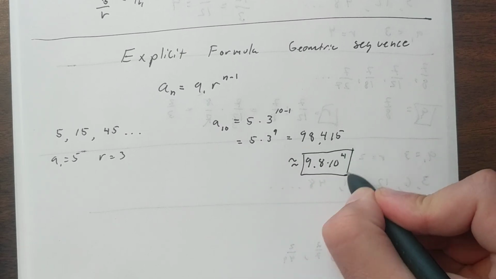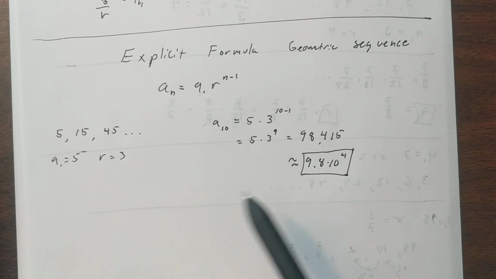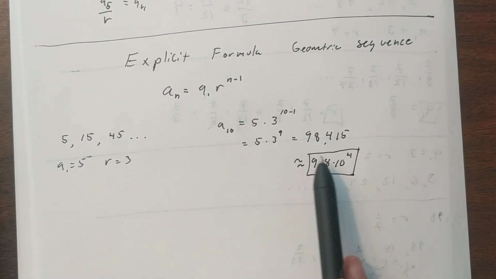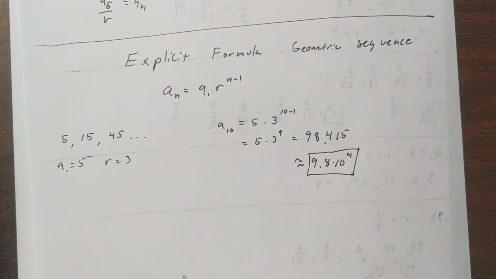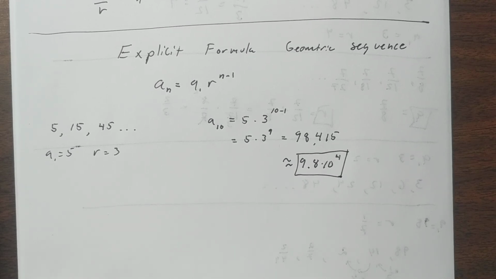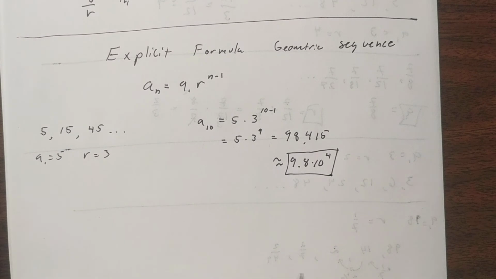Geometric sequences grow so quickly that by the time you get to just the 10th term, you're already in the 10,000s. So it grows extremely quickly. So I'm going to take a step away here since we're at 15 minutes on this video, and I'm going to load another one working with the explicit formula, but this is a good introduction.